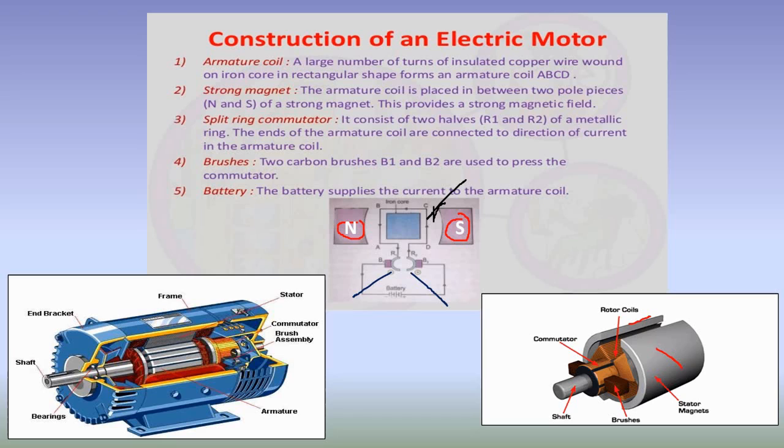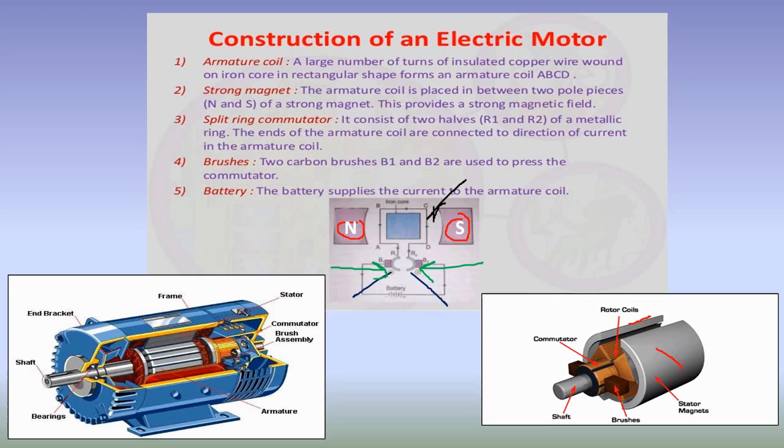The ends of the armature coil are connected to R1 and R2, which reverse the direction of current in the armature coil. Also there are two carbon brushes, B1 and B2, which are used to press the commutator. I will mark the brushes with green color. So these are nothing but the two brushes B1 and B2, and these brushes are just placed adjacent to the split ring commutator. These brushes are used to press the commutator.